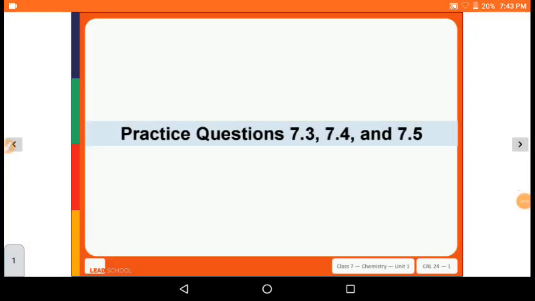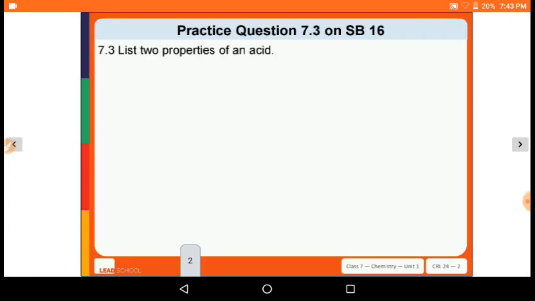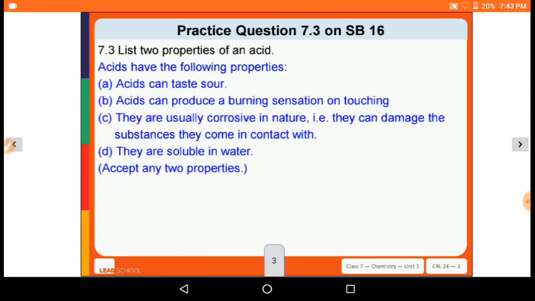Now the next, solve the practice questions number 7.3, 4 and 5. So let's solve it. List two properties of acid, 7.3. Acids have the following properties. They taste sour. Acids can produce a burning sensation on touching. They are usually corrosive in nature, which we already discussed, and they are soluble in water. So you can write any two properties, or you can also write four properties.